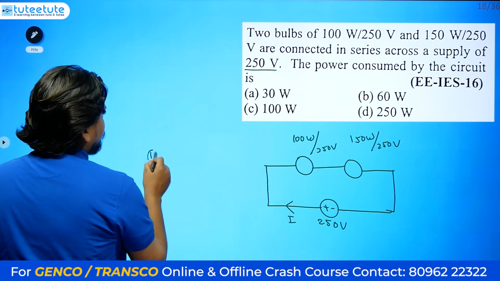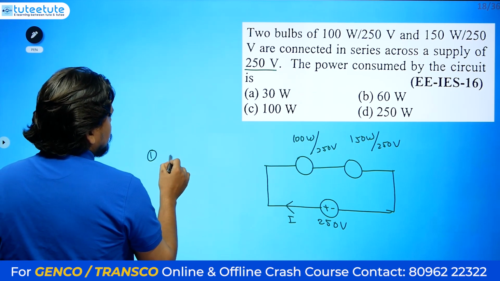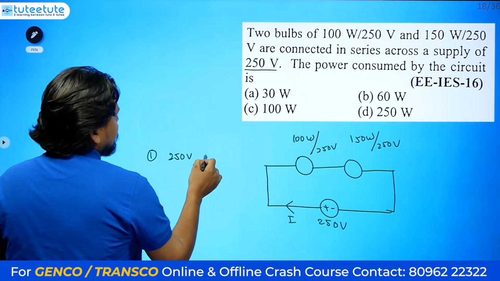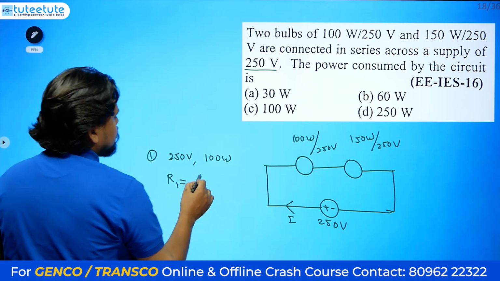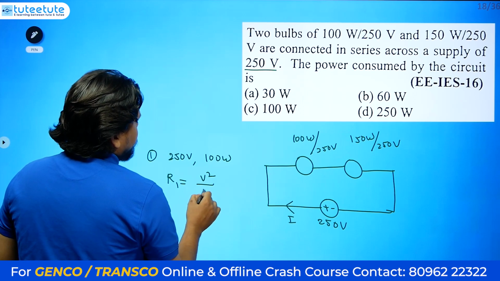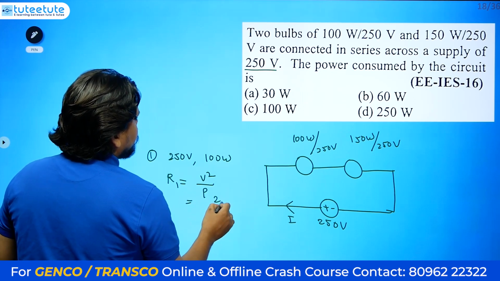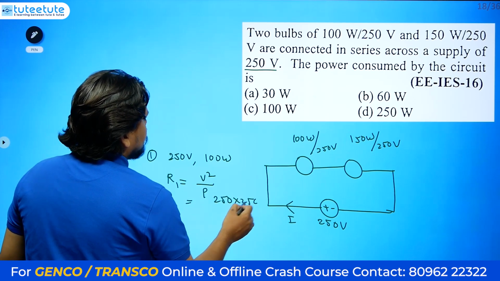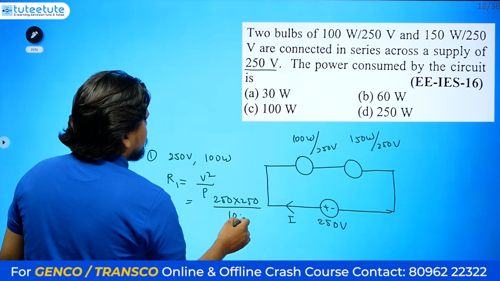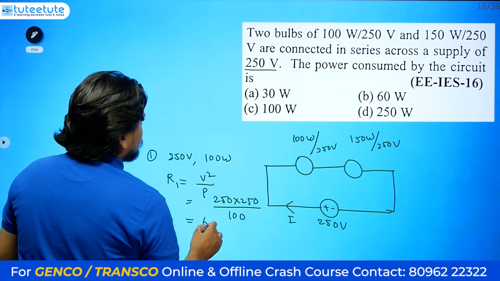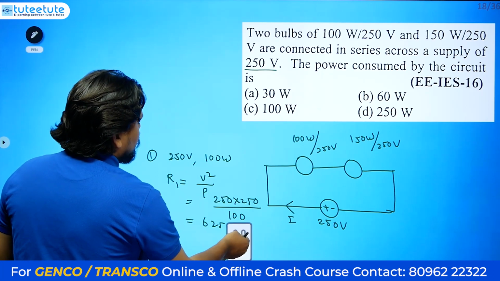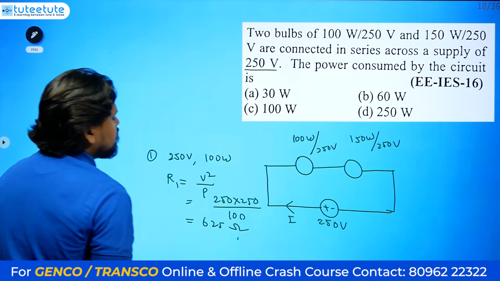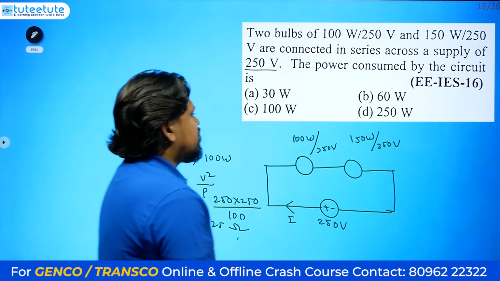For the first bulb, the voltage rating is 250 volt and the power rating is 100 watt. To calculate the resistance, R equals V square divided by P. So 250 into 250 divided by 100. Anyway, 25 into 25, 625, so not watts, 625 ohms we are getting. This is R1. Similar to this, R2.